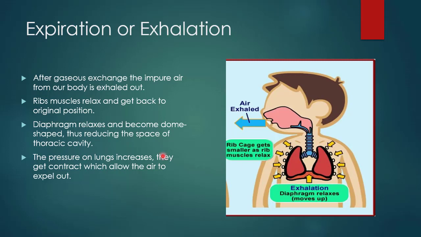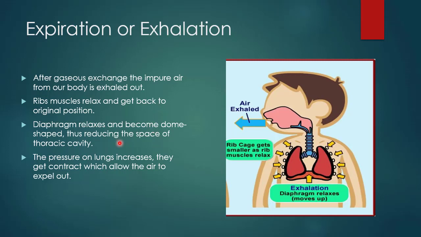In the same case, diaphragm relaxes and becomes dome shaped, जो कि उसकी original position है, as you can see here, it is a dome shaped structure. And both these relaxation movements will reduce the space of thoracic cavity.